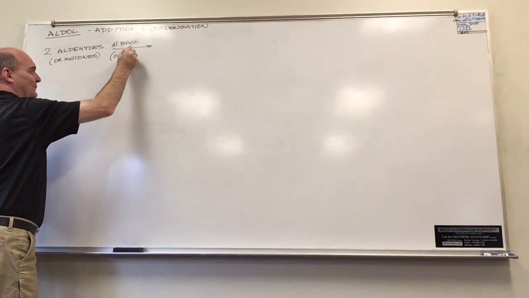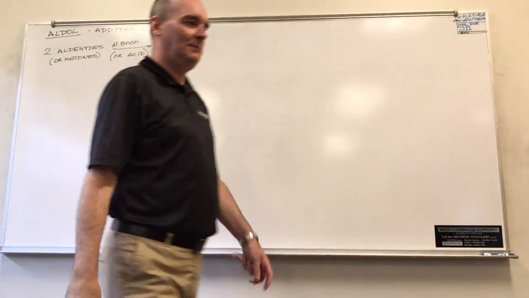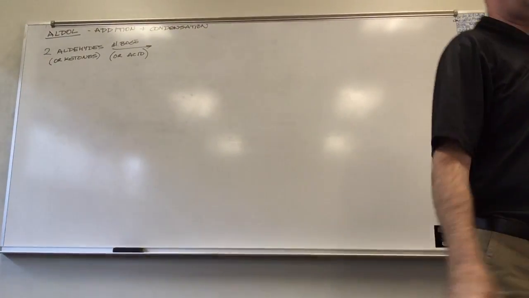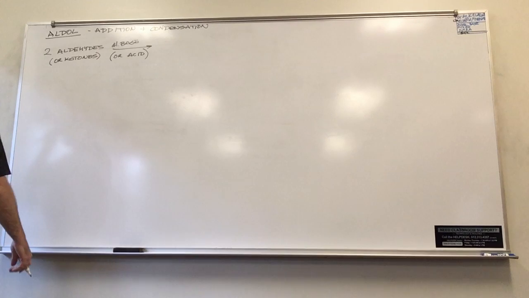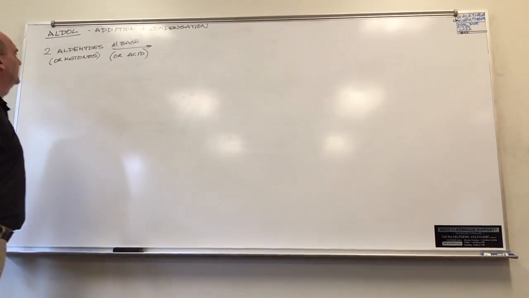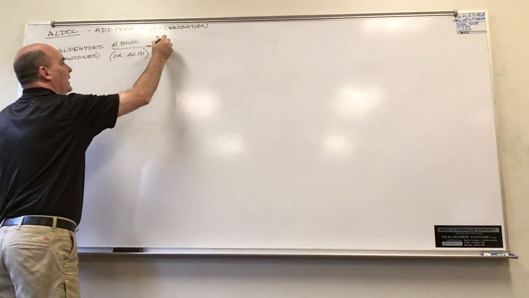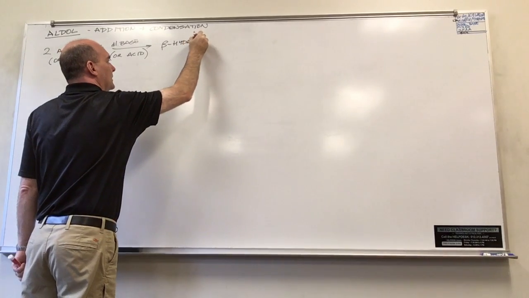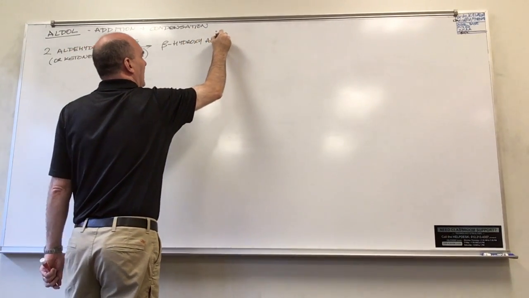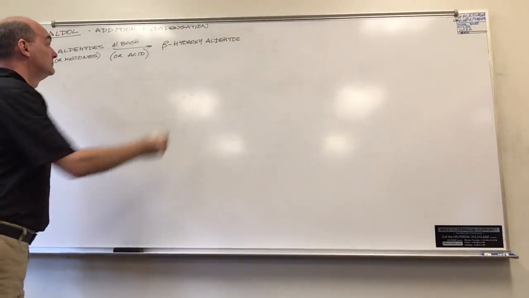But the reaction will also work whether you do it in base or acid. If you do it in acid, it makes an enol instead of an enolate. And it doesn't quite go with the same power, but it still goes. And we're going to make what's called a beta hydroxy aldehyde or ketone.